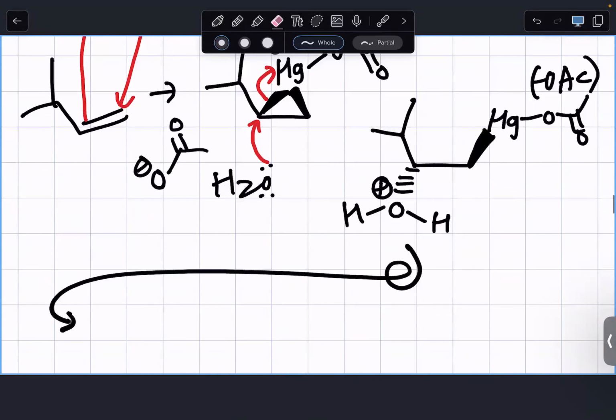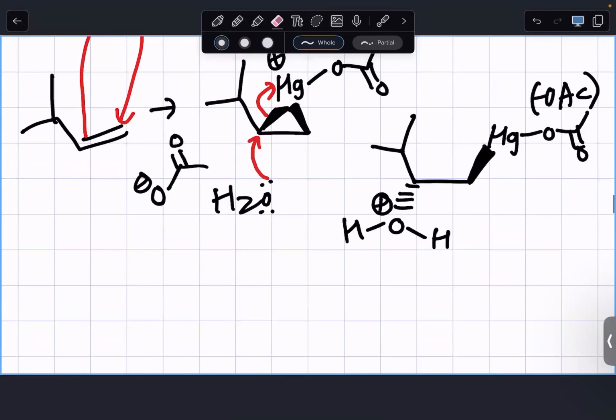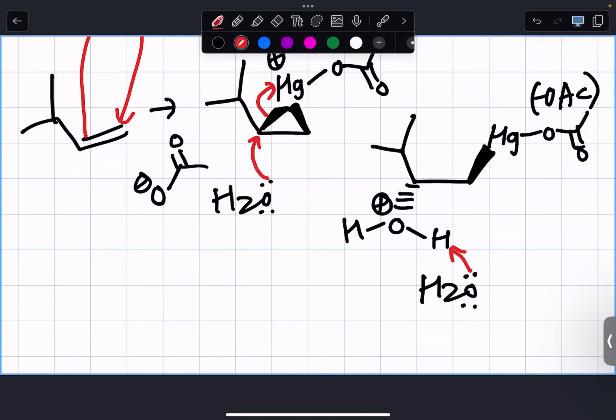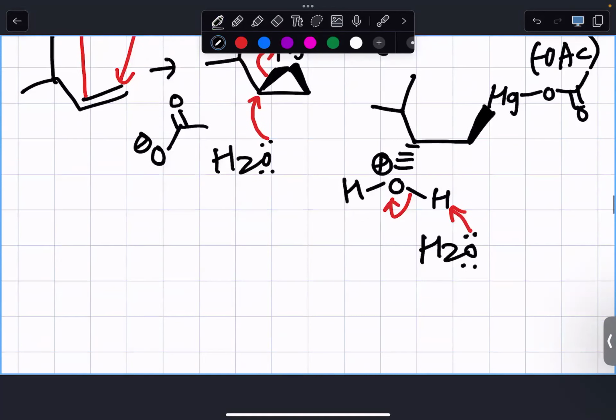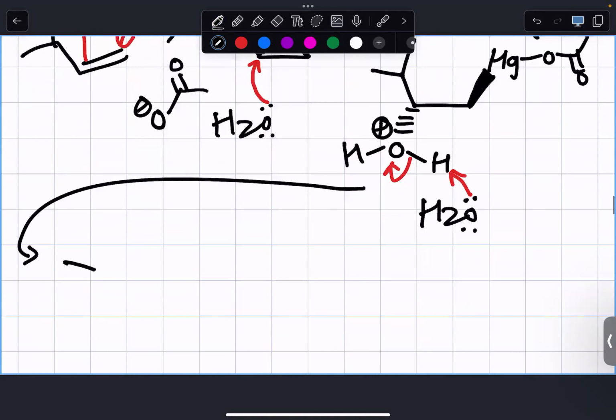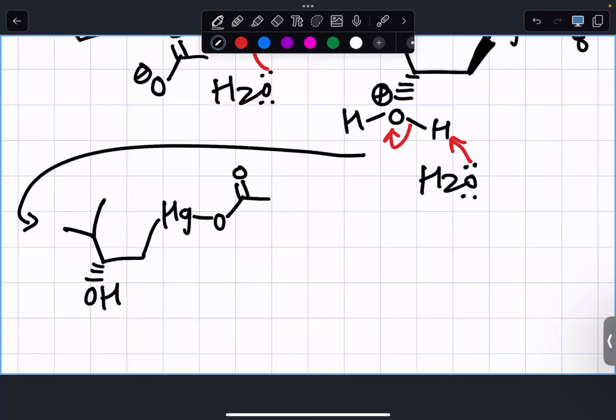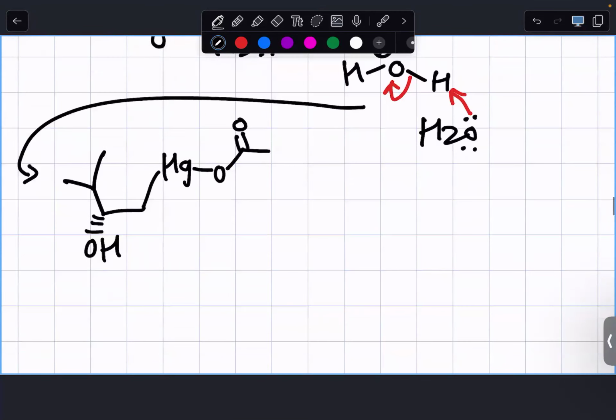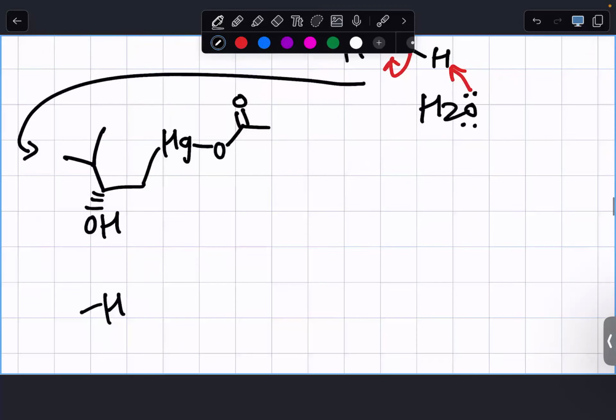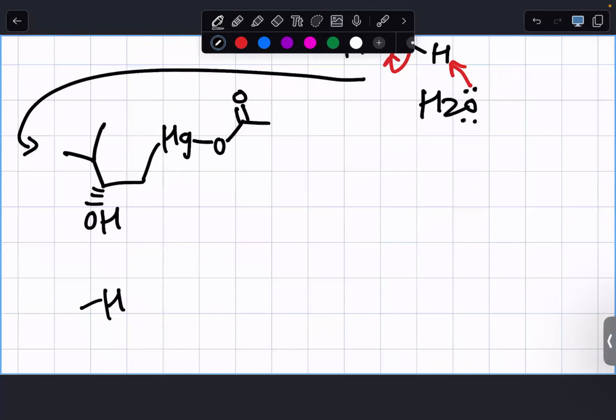Oh, wait, actually, there's one more thing that we could do. We could neutralize this positively charged oxygen by water. Neutralize, acid-base reaction. Give us this neutral OH, Hg, OAc. Now, this is the second step here, where we bring in our reducing agent, NaBH4. When you see NaBH4, always think of a hydride ion, an H- ion.